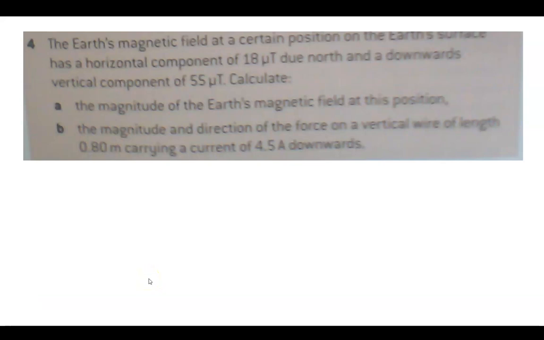So the Earth's magnetic field at a certain position on the Earth's surface has a horizontal component of 18 microtesla due north and a downwards vertical component of 55 microtesla. Calculate the magnitude and direction of the force on a vertical wire of length 0.8 meters carrying a current of 4.5 amps downwards. Okay, so let's jump across.